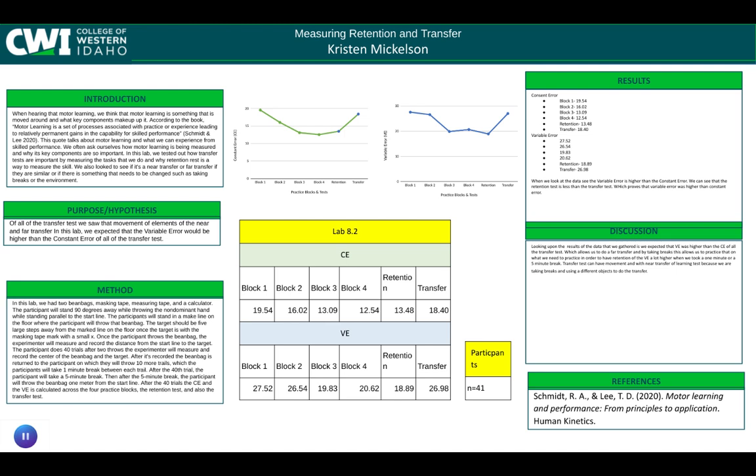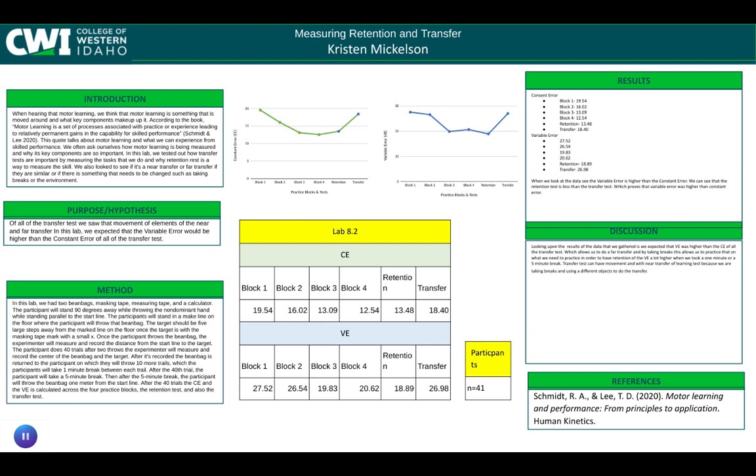And then if we go over to the results for constant error, it just tells you what the data is, and then the variable error also, which proves that our constant error was lower than our variable error.